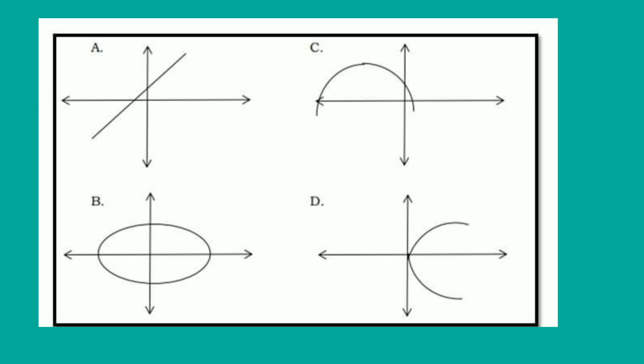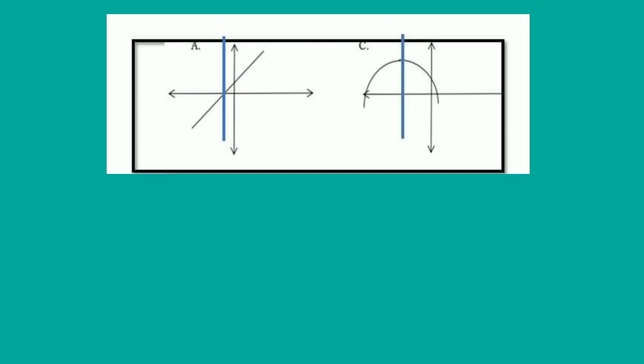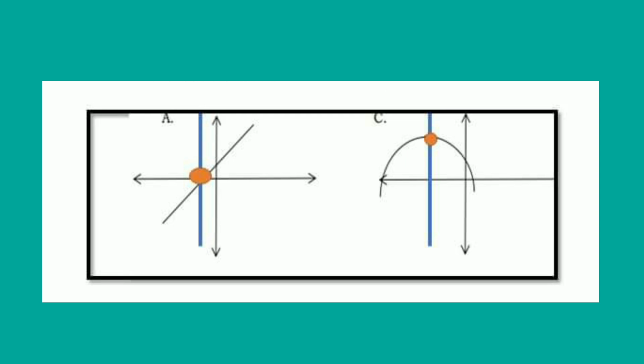Why? Letter A and C. If you try to make a vertical line test on this one and letter C, this one, and put a point at the intersection, there is only one point that intersects. Therefore, A and C are functions.